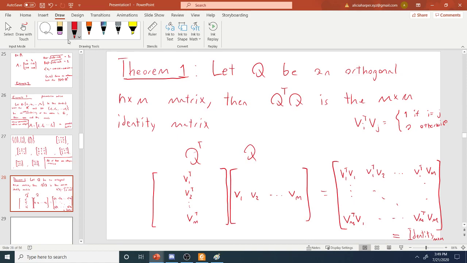So we often simply write Q transpose Q is equal to I. And this is really one of the most important properties of orthogonal matrices. And we can use it to prove a lot of properties.